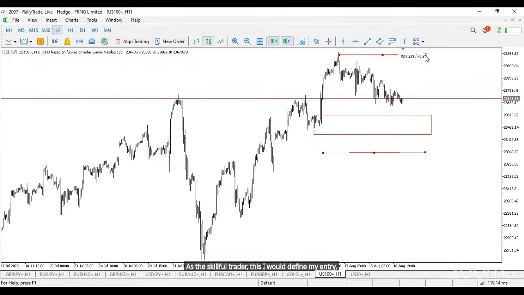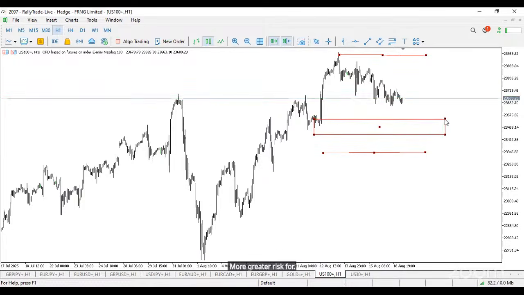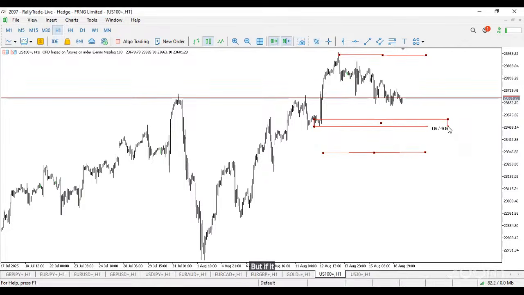Entry number one deserves a better risk for my US. And what is the second way I can also position for a buy? Because it's buying already, so there's no point trading against the trend. You can only have a plan for if it goes the other way around. Right now, this is what I'm seeing.